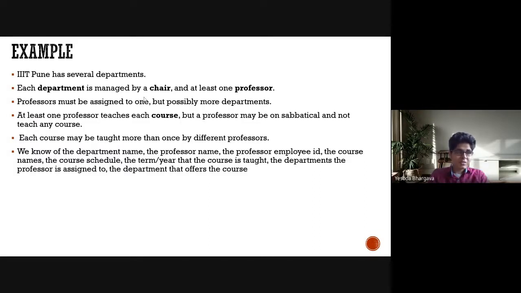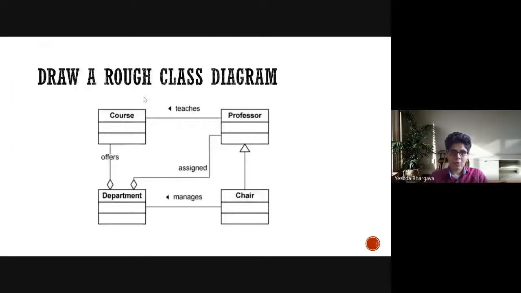If it would have been specified that every professor has to take at least one course, and this sabbatical constraint was not mentioned, then you could have gone with 1 to n. So depending on how the system is expected to behave, how the software is expected to behave, you specify these multiplicities. Okay, so now that we know that professor can teach zero or many courses, what do you think is the opposite relationship? A course is associated with what could be the multiplicity in the opposite direction?